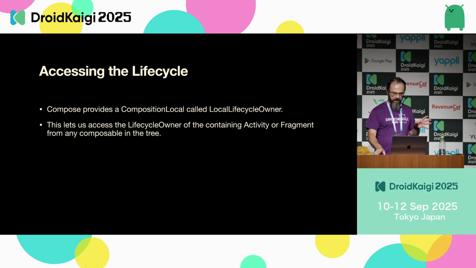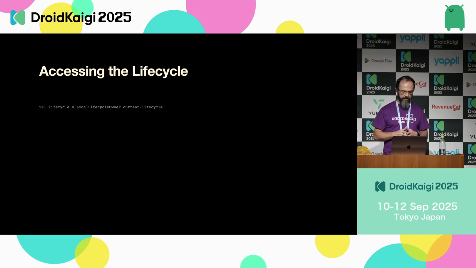Now, we need to actually access the lifecycle. So Compose provides us a composition local called LocalLifecycleOwner. This lets us access the lifecycle owner of the containing activity or fragment from any composable in the tree. A very simple line. This is something that we could use inside our composable. We just call LocalLifecycleOwner.current.lifecycle, and bam, we have access to it.